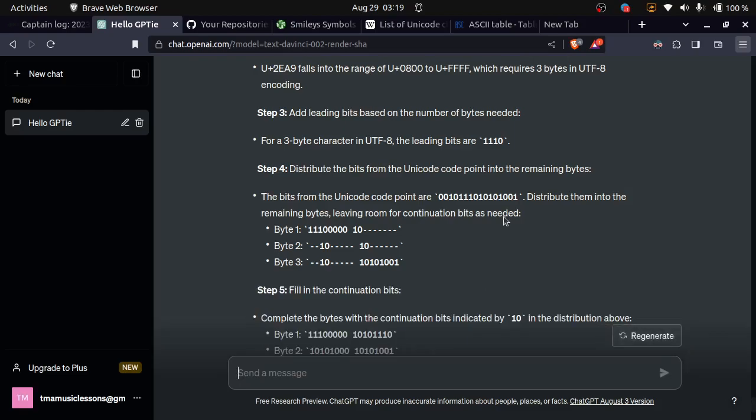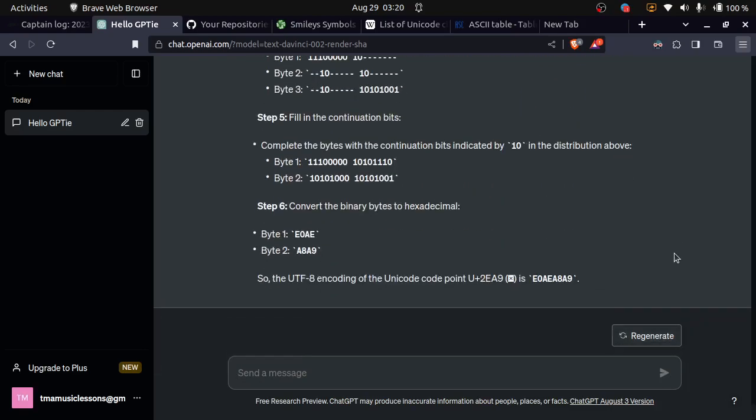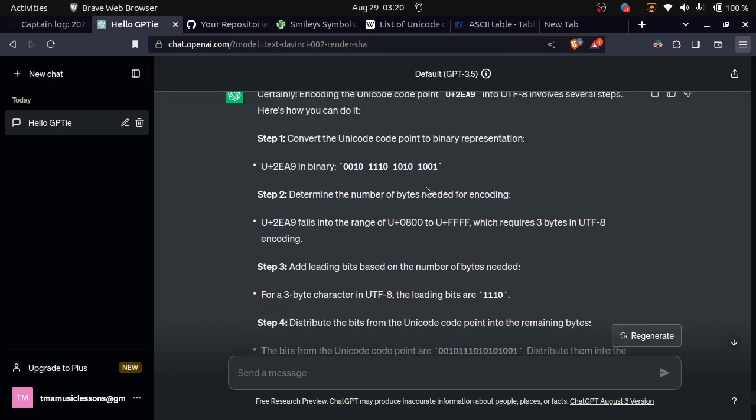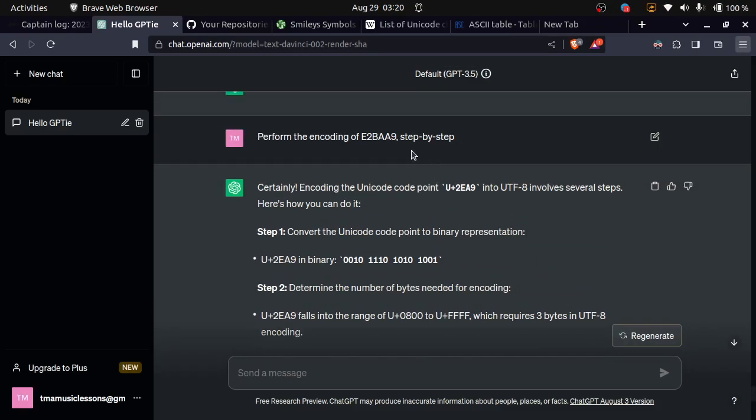This guy is serious. Wow. ChatGPT is more wonderful than I thought. Byte 1 EA E0 AE. I refuse to be confused. What did you ask it to do? Perform the conversion of this step by step.